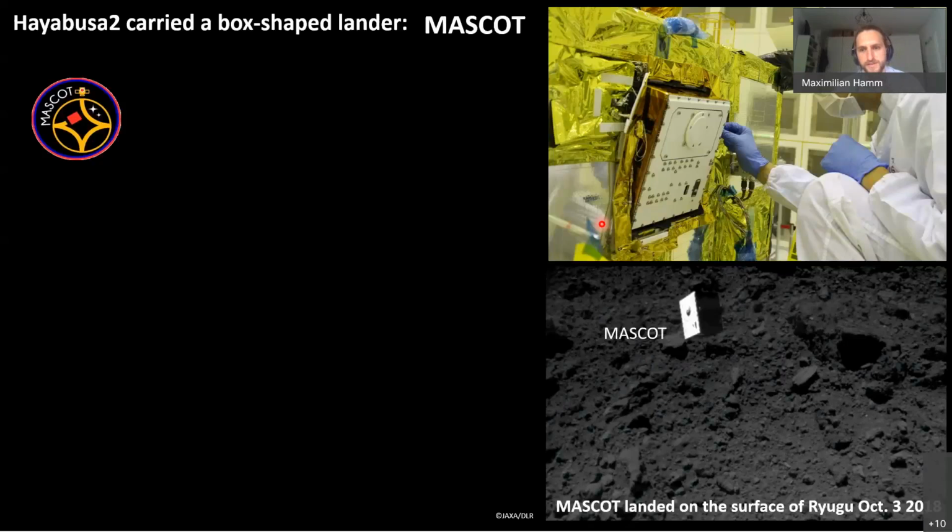Part of this Hayabusa2 mission was a box-shaped lander called Mascot. You can see here a photograph of this Mascot lander attached to the side of the main spacecraft. In this photo, you can see the lander descending to the surface of Ryugu in 2018. This image was taken from the main spacecraft.